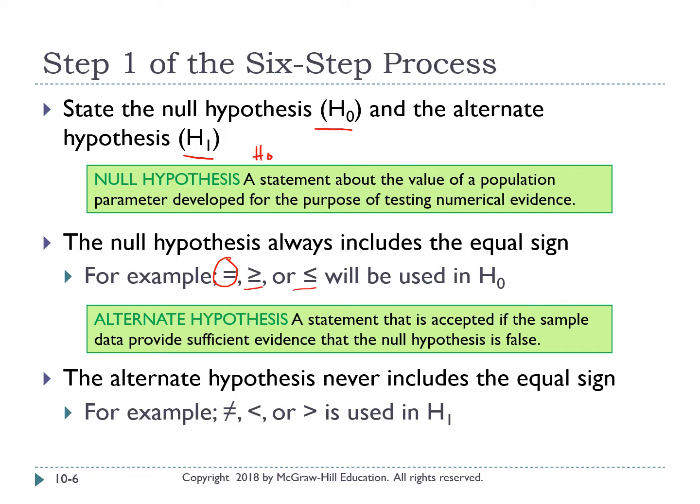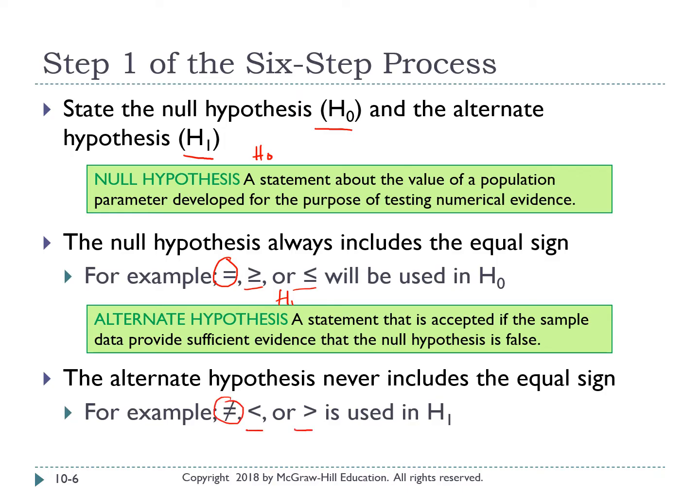So how about the alternate hypothesis? It is a statement that is accepted if the sample data provides sufficient evidence that the null hypothesis is actually false. So in other words, your H1 here is basically our own statement that we made because we have collected our sample data and provided sufficient evidence that the H null is actually false. Normally the alternate hypothesis never includes the equal signs. So if you look here, you have not equals, you have smaller or bigger.